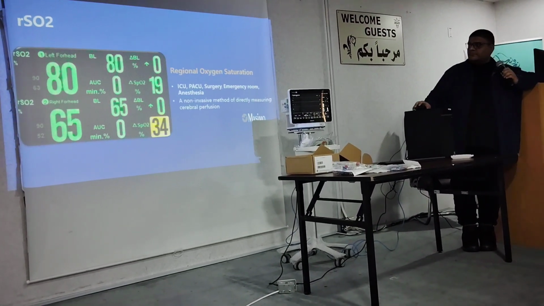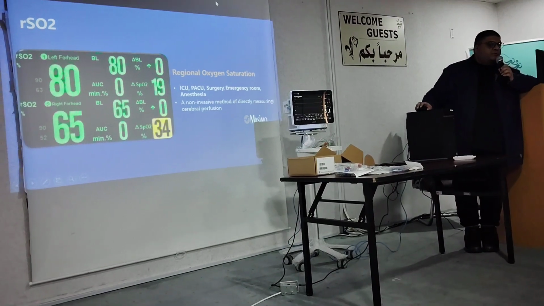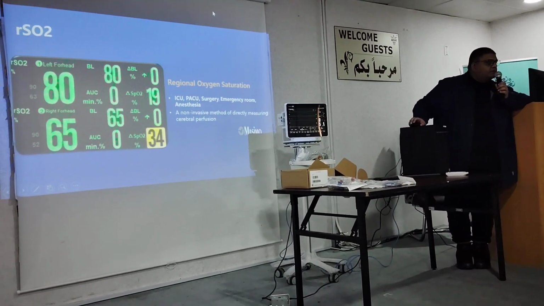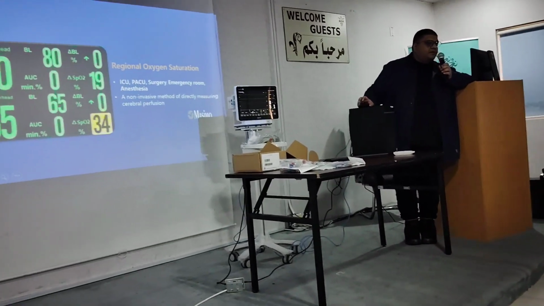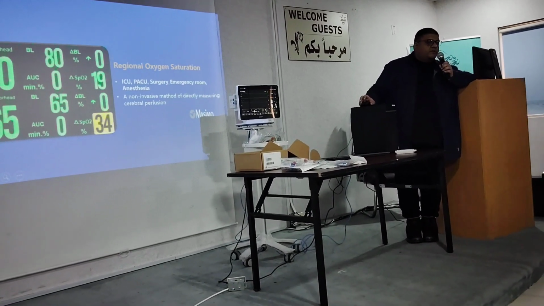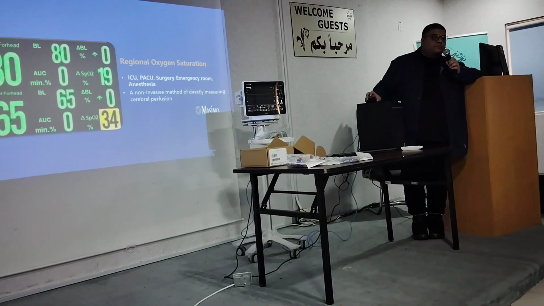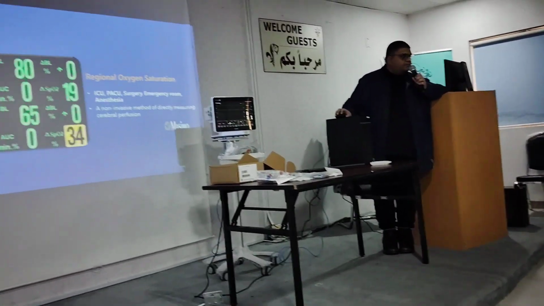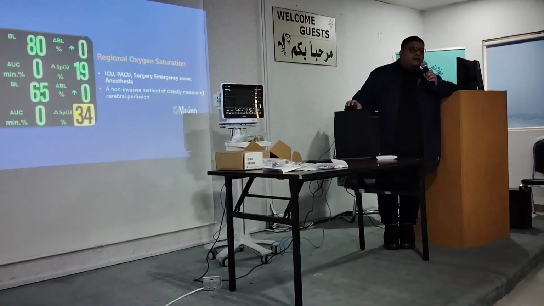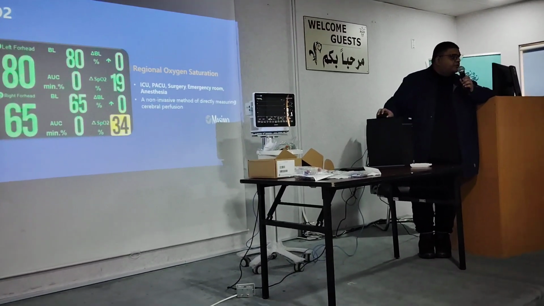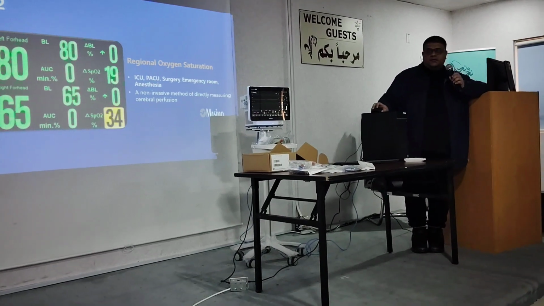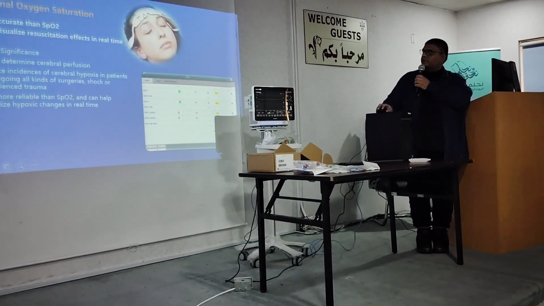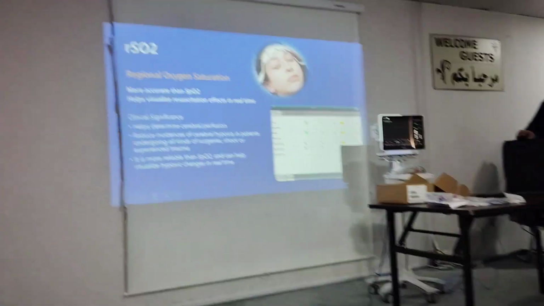Another thing RSO2 can help you with is observing your CPR efforts. So when you're doing CPR, how do you know if the patient's brain is receiving enough oxygen? You place the RSO2 on the forehead, then you do the CPR, and you should see an increase in oxygen levels. Okay? So this is the use of RSO2. This is what it looks like. You see, it goes over the forehead.